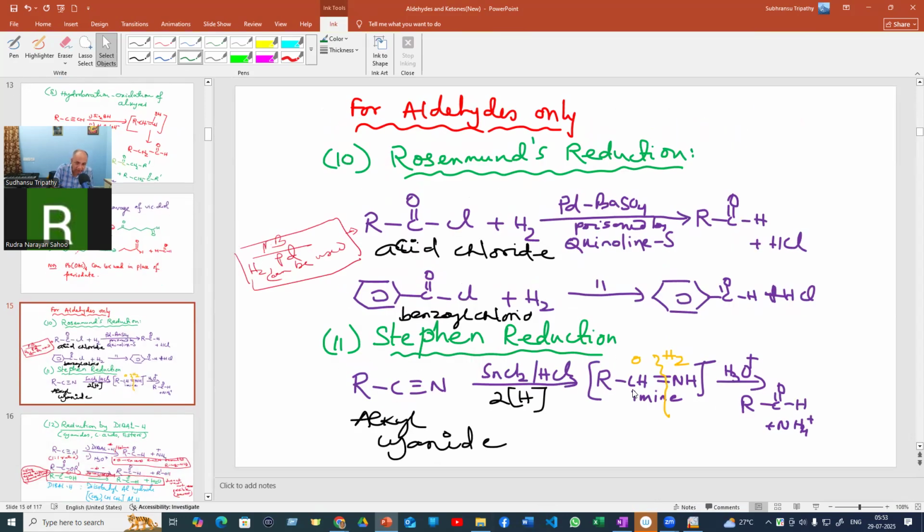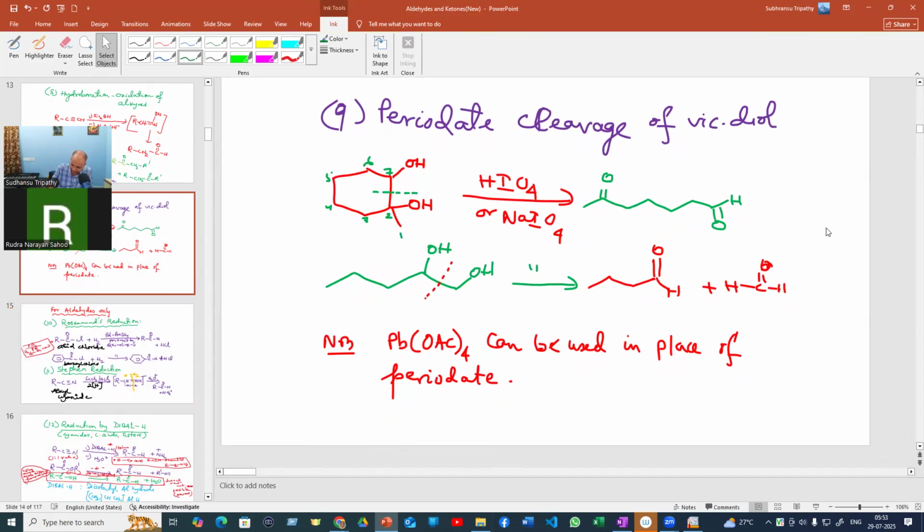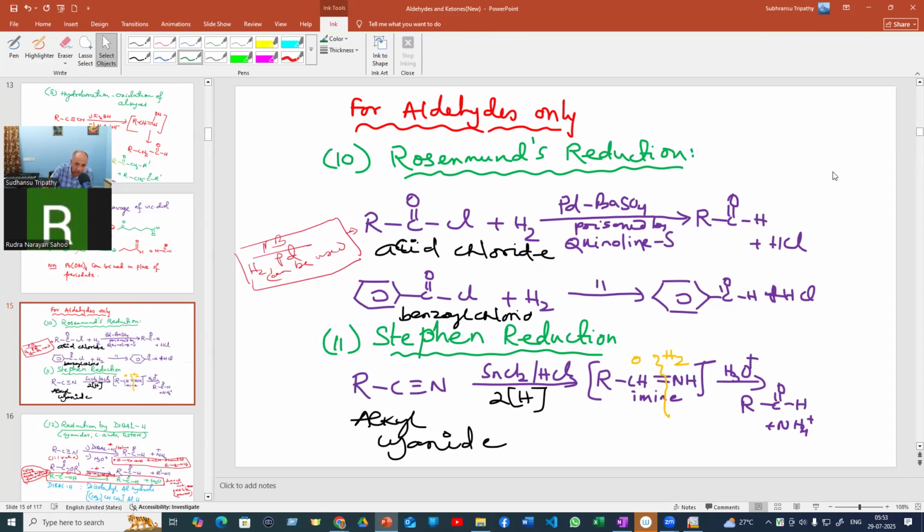Now, this is common for aldehydes and ketones, and this is only for aldehydes. Rosenmund's reduction is very typical for getting an aldehyde, be it aromatic or aliphatic. You have to use an acid chloride, alkanoyl or benzoyl chloride, with H2. If you take palladized barium sulfate or palladium on calcium carbonate, this is the Lindlar's reagent as we call it, poisoned by quinoline and sulfur, the chlorine is replaced by H.